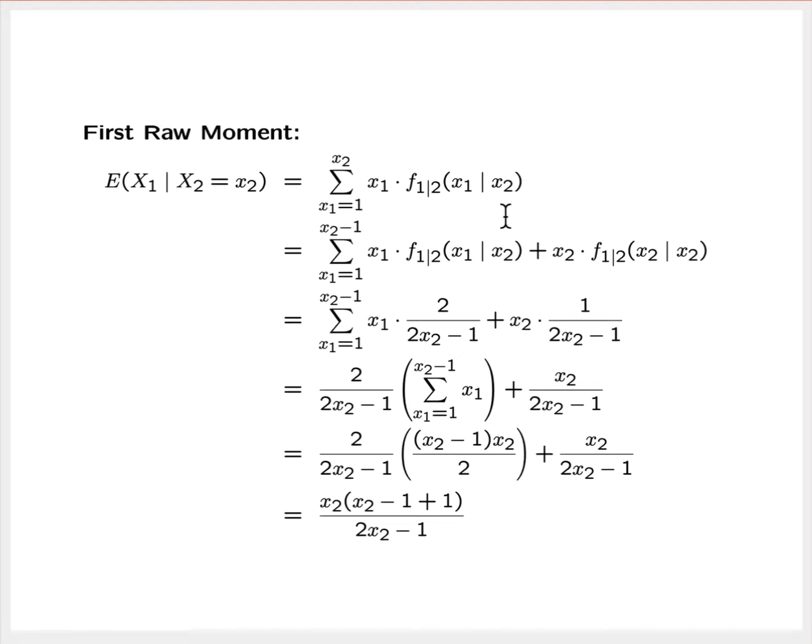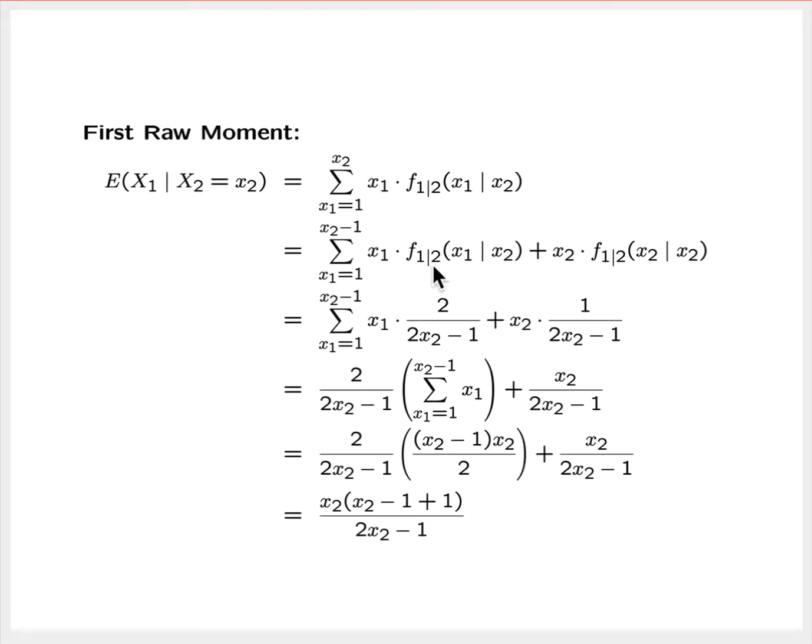Now we're going to decompose the sum into the first x2 minus 1 terms, and then the final term where x1 is equal to x2. And we do that because over those two ranges of values of x1, the conditional PMF evaluates differently. Specifically, for values of x1 that are strictly less than x2, the conditional PMF evaluates to 2 over 2 times x2 minus 1. And when x1 is equal to x2, it evaluates to 1 over 2 times x2 minus 1.